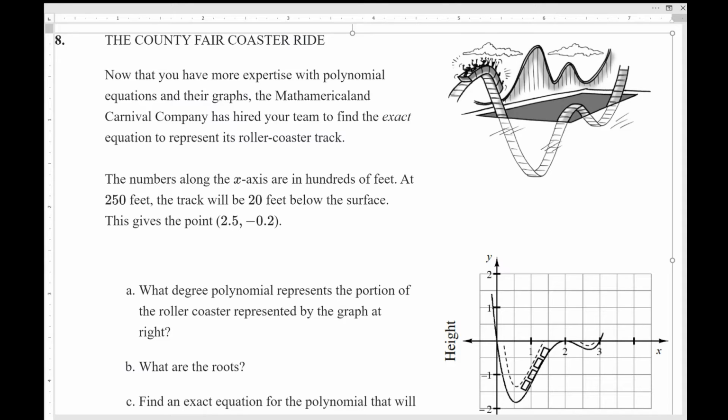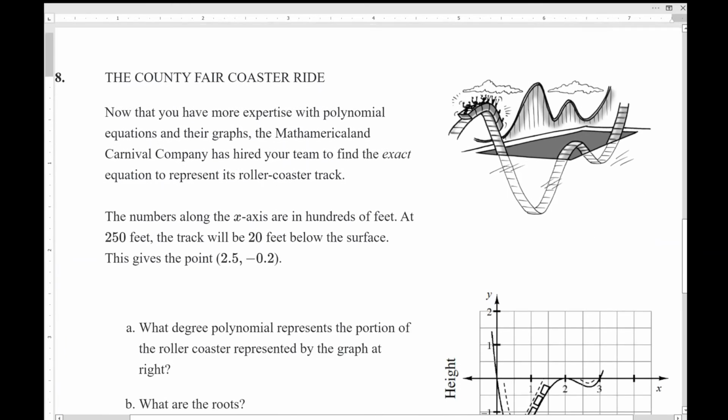If I can scroll down, let me see. I can't. Apparently, I can't scroll down. I don't know what just happened. There we go.